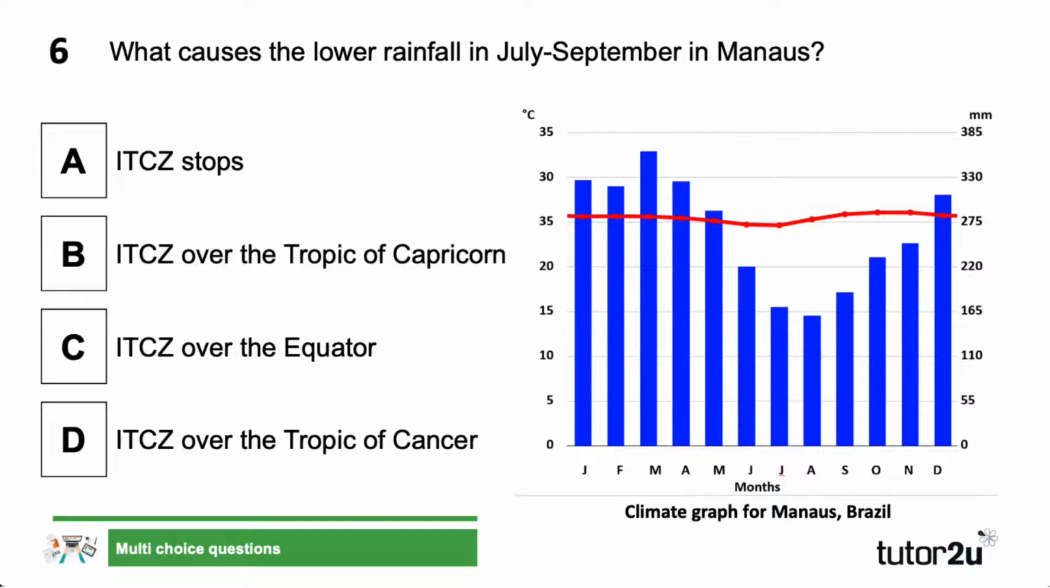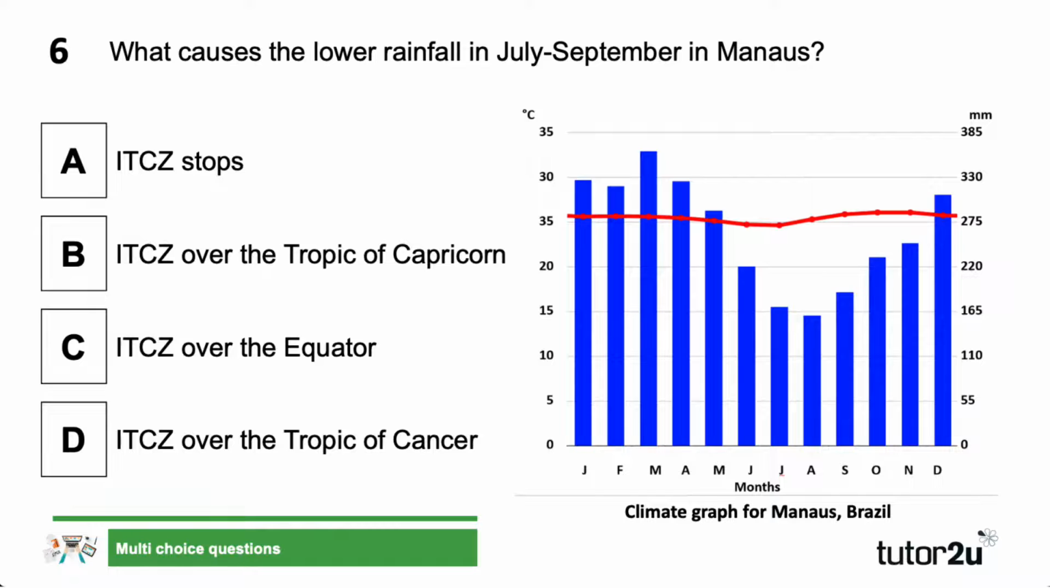So in this location here for this climate graph, what causes the lower rainfall in July and September in Manaus in Brazil? So you can see how the rainfall goes down there quite a bit during those months. Okay, is it A, B, C, or D?